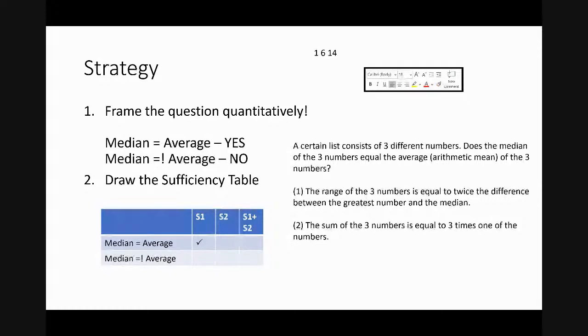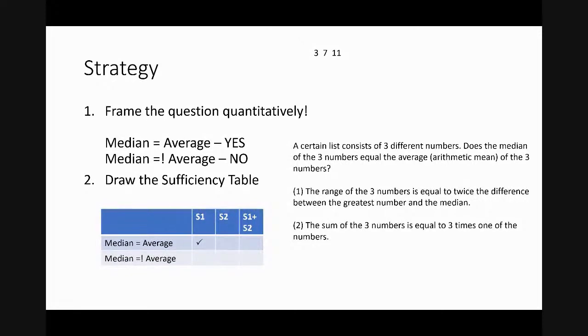So let's try an equally spaced set. I have a feeling that the range will only be twice the difference when the set is spaced equally. So let's see something like this: 3, 7, and 7 minus 3 is 4. So I'm going to take 11, which is 7 plus 4, and see what happens. You'll notice that for this one, the range is 11 minus 3, which is 8. And the difference between 11, which is the biggest number, and the median 7 is 4. So it satisfies the condition of the first statement, right?